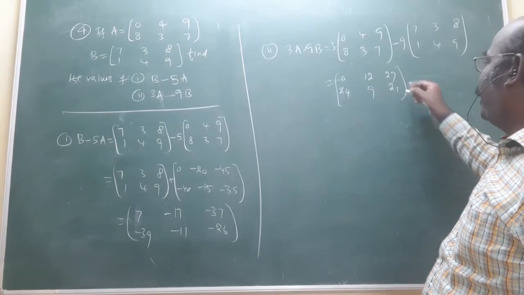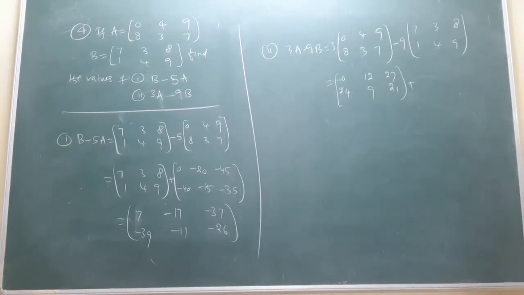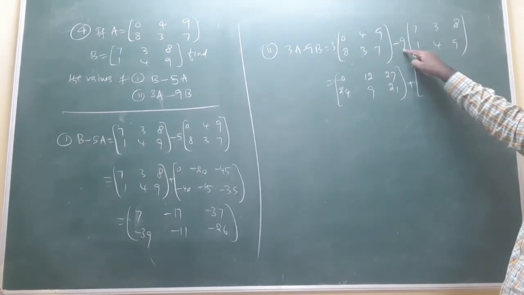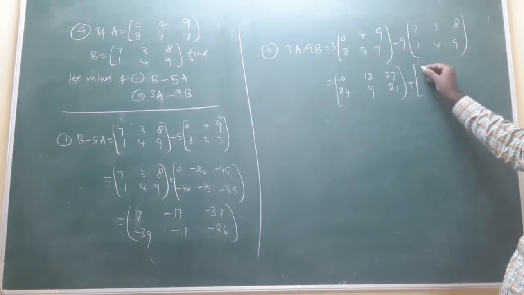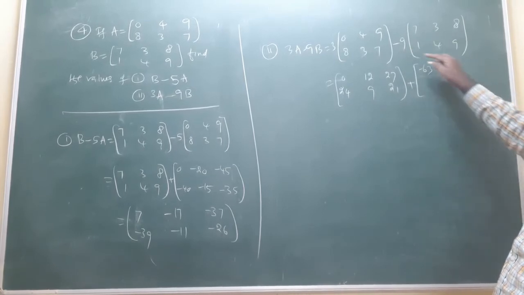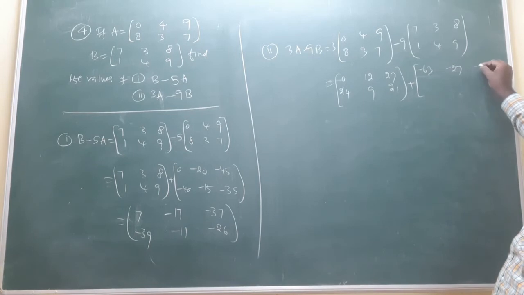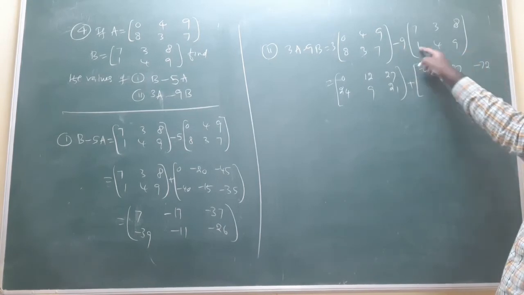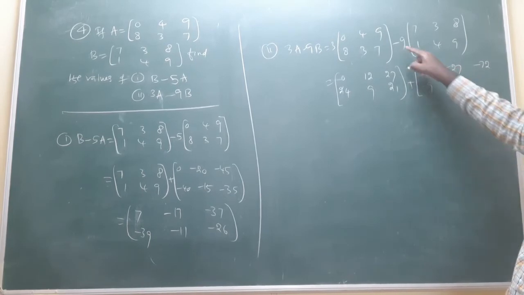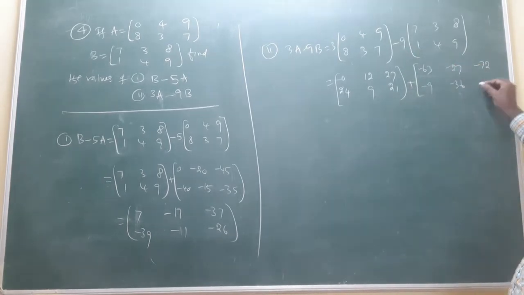Next, put plus. I already told you, no? To avoid addition, put plus. Now, multiply all elements with minus 9. Minus 9 into 7, minus 63. Minus 9 into 3, minus 27. Minus 9 into 8, minus 72. Minus 9 into 1, minus 9. Minus 9 into 4, minus 36. Minus 9 into 9, minus 81. In this way, you want to multiply all elements by minus 9.